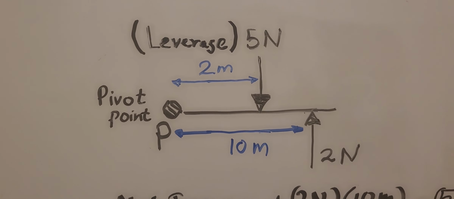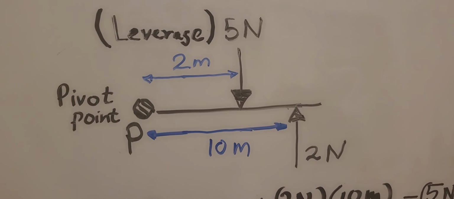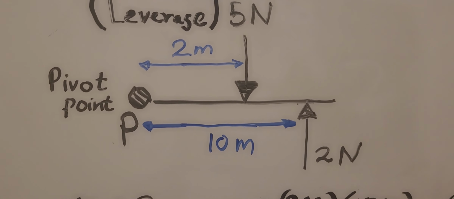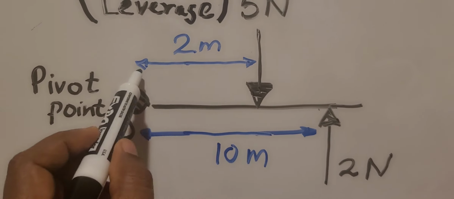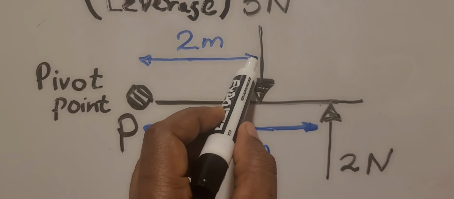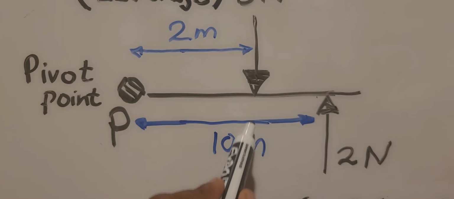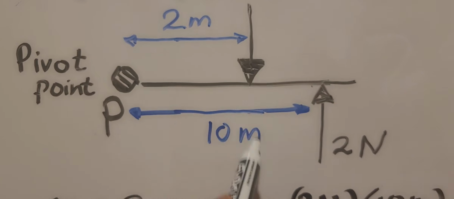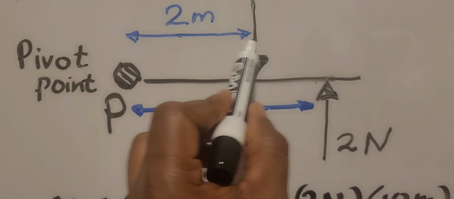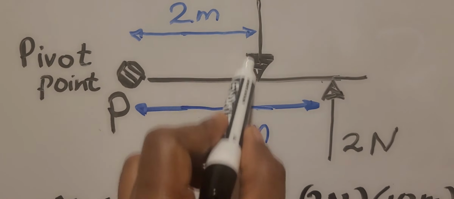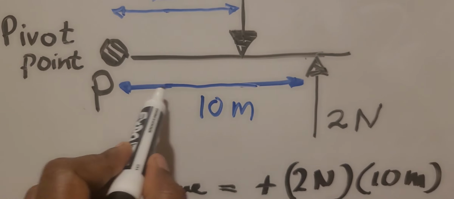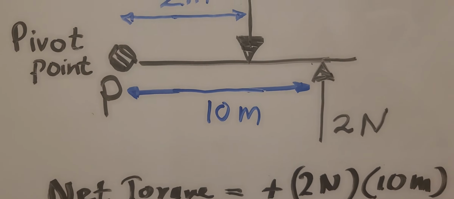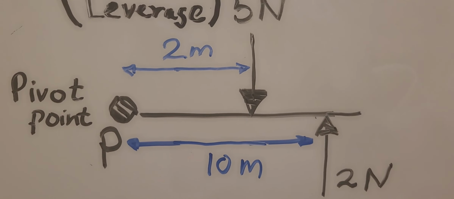Now, I have 2 more examples. The one that I did is pretty simple, because we can call this the leverage or the lever arm distance simply because the force is perpendicular to that distance. Both these forces are perpendicular to the distance. But now look at this example.